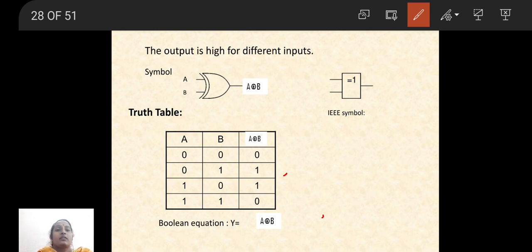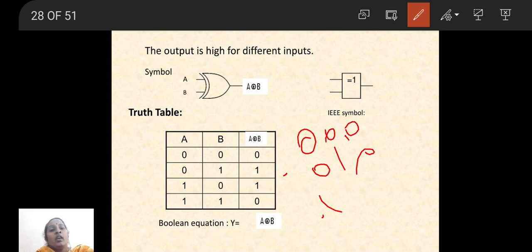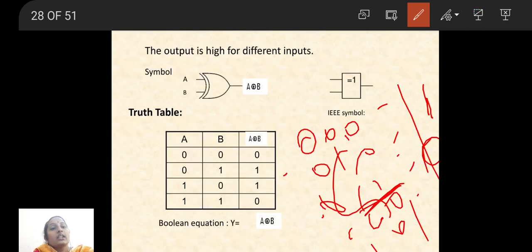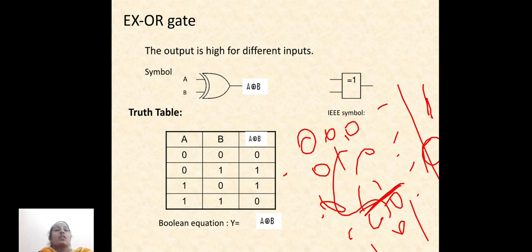If the inputs are different, the output is high. But if the truth table contains more than 2 variables, 0, 0, 0, 0, 1, 0, 0, 1, 0, 1, then what logic is implemented here? For an odd number of high inputs, the output is high. For an even number of high inputs, the output is 0. So this is the logic involved in the exclusive OR gate.